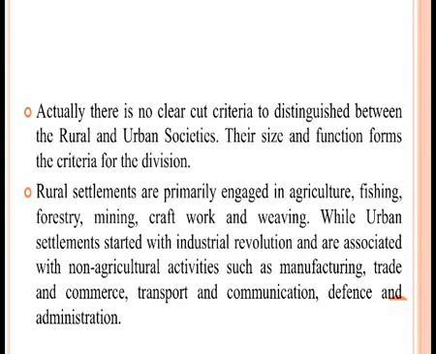With the discovery of the comforts of food sufficiency through agriculture, the convenience of mobility with the discovery of the wheel, and the security of living in a group, primitive humans began to feel the need for settled life and made shelter for themselves. Actually, there was no clear-cut criteria to distinguish between rural and urban societies. Their size and function form the criteria for the division.